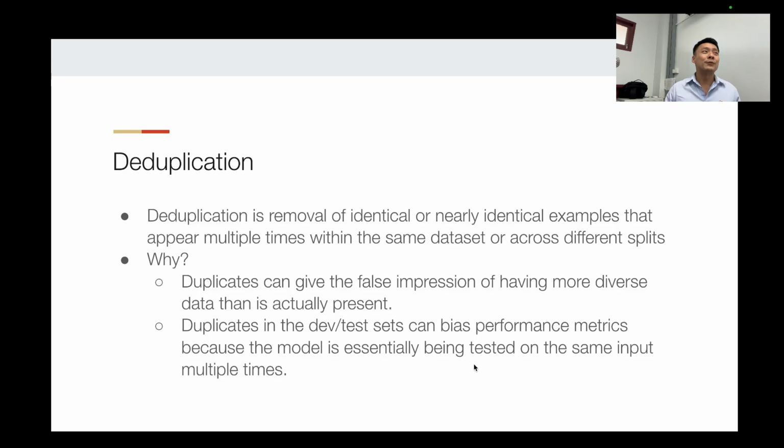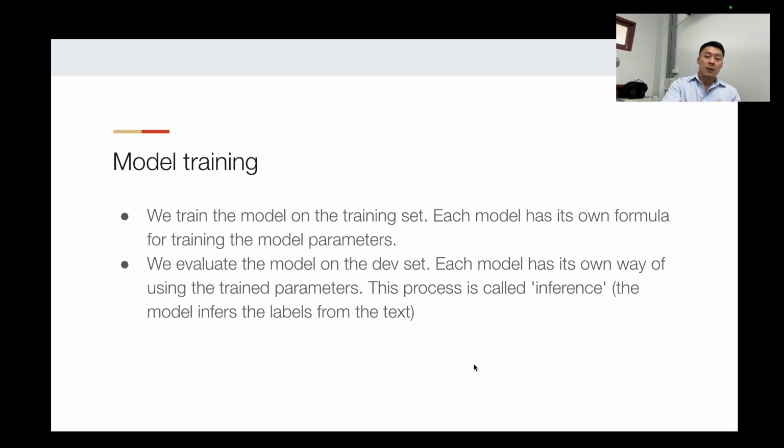Especially in short text, right? Sometimes people say the same thing over and over, but different people. So it can give you a false impression that your data is good and your model is good. It's good because it has seen that data before. All right. Now we can train the model.